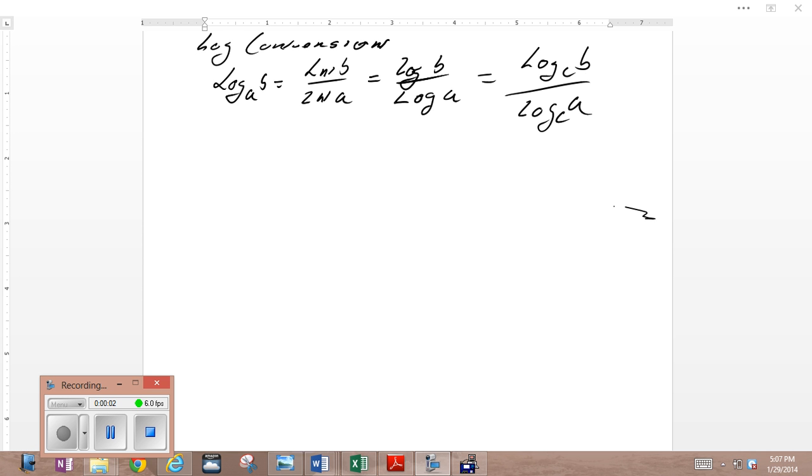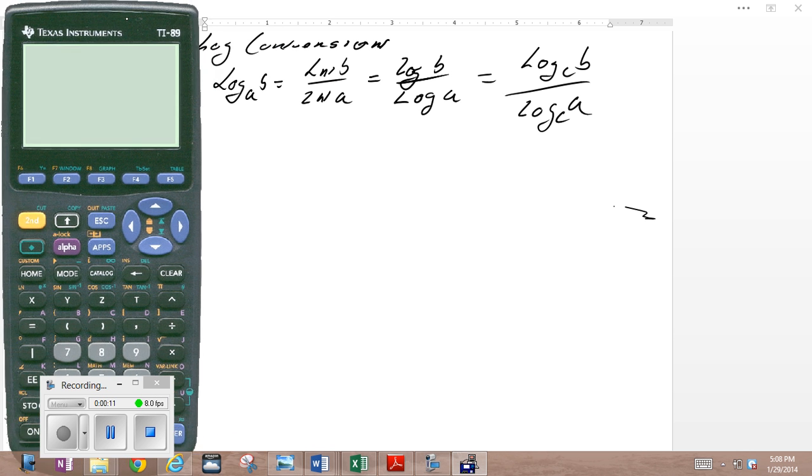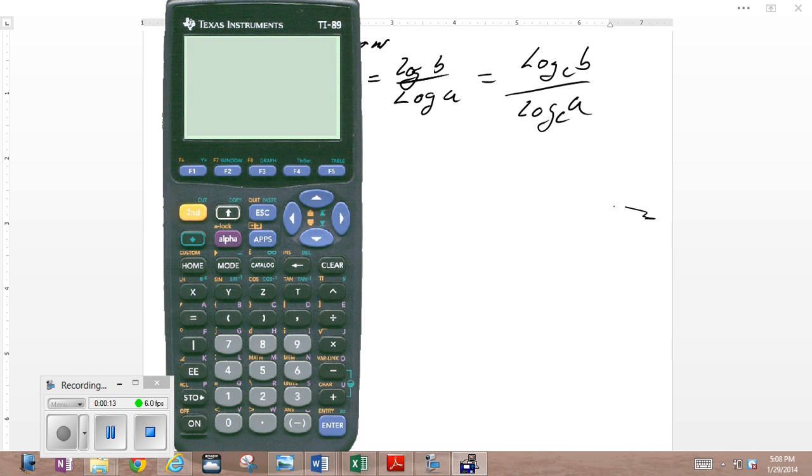All right, I want to talk about the log conversion formula, and then using that with our calculator here. Of course, on your calculator, the keys you've got to be familiar with are the natural log key and its inverse, e to the x. I say there's no log key.